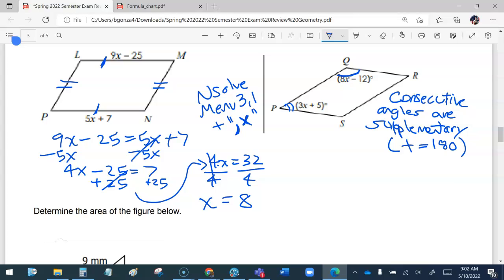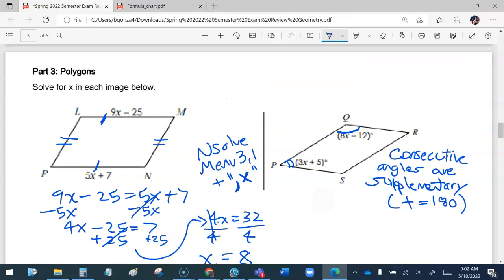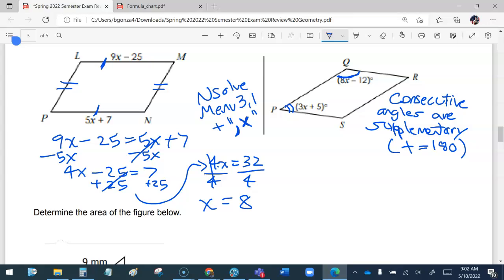So on these, do not do it like the one we just did. On this one, you have to add them up and then equals 180. So let's do that. So 3x plus 5 plus 8x minus 12 equals 180. Angle plus angle equals 180.